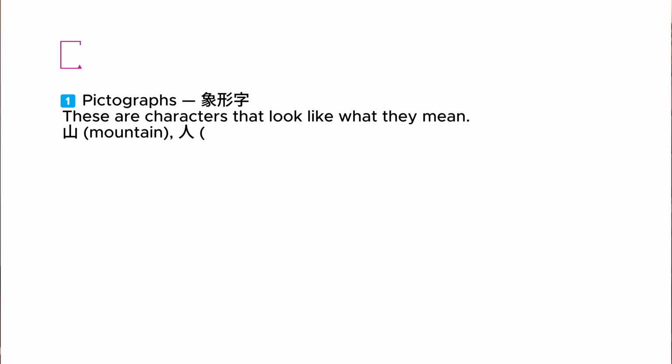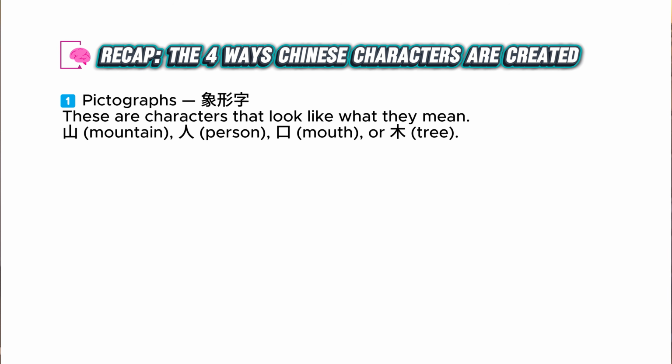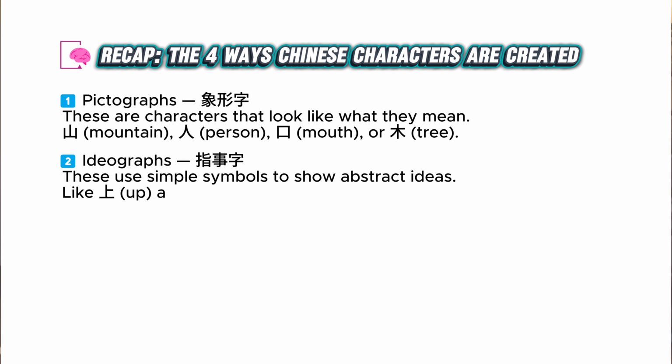Alright, let's quickly review the four main ways Chinese characters are built. This is the foundation of how a writing system works. The first one, pictographs. These are characters that look like what they mean. Think of characters like 山, 人. They're like little abstract drawings. Second, ideographs. These use simple symbols to show abstract ideas, like 上 and 下.